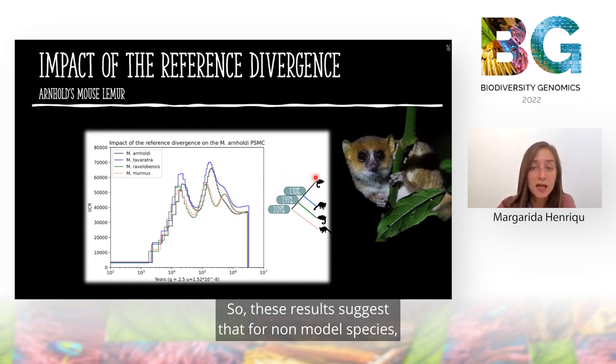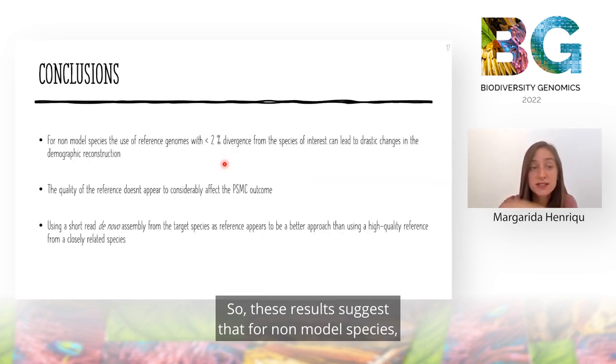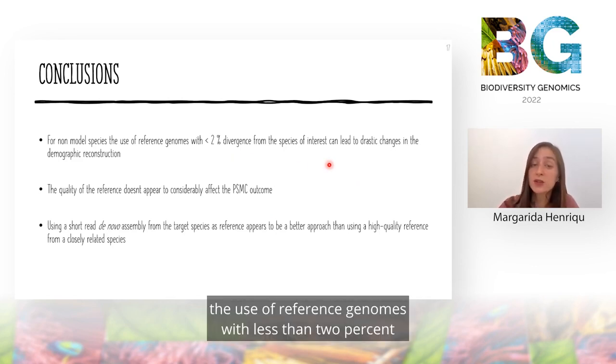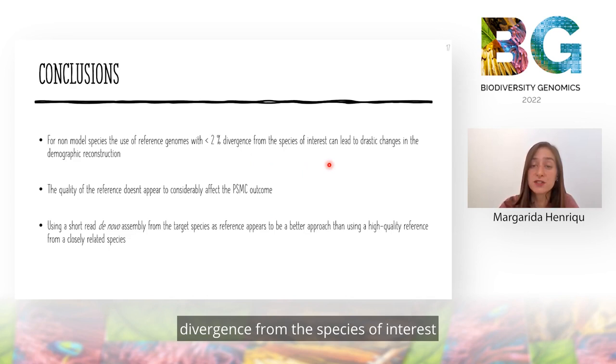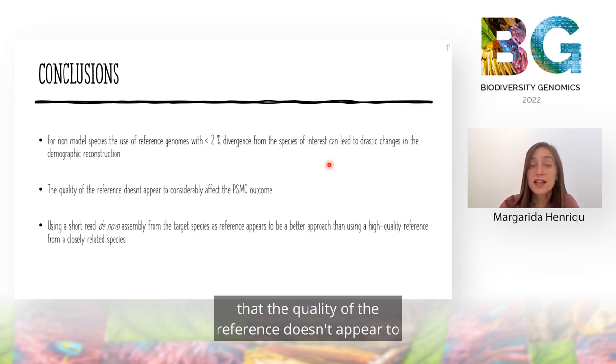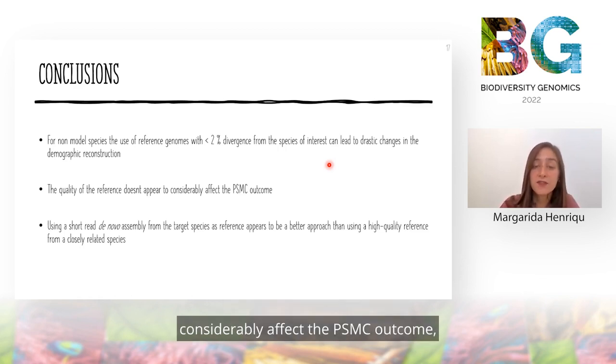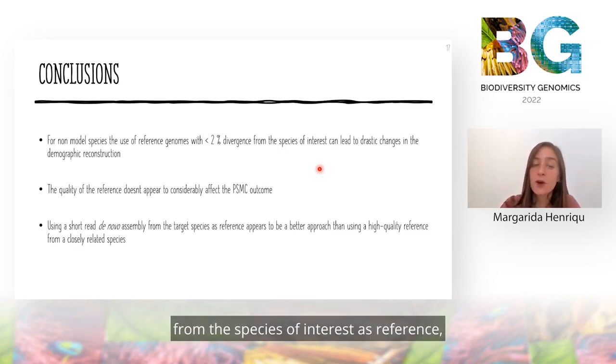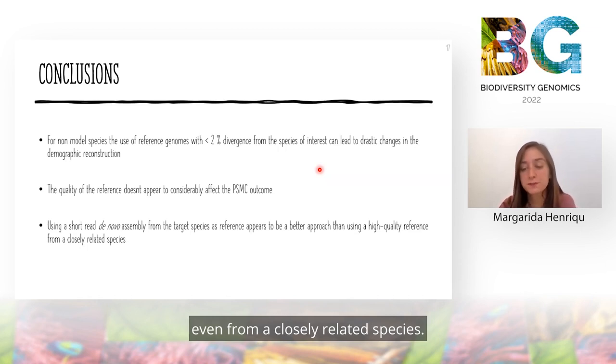So these results suggest that for non-model species, the use of reference genomes with less than 2% divergence from the species of interest can lead to drastic changes in the demographic reconstruction, that the quality of the reference doesn't appear to considerably affect the PSMC outcome, and that using a short read de novo assembly from the species of interest as reference appears to be a better approach than using a high quality reference, even from a closely related species.